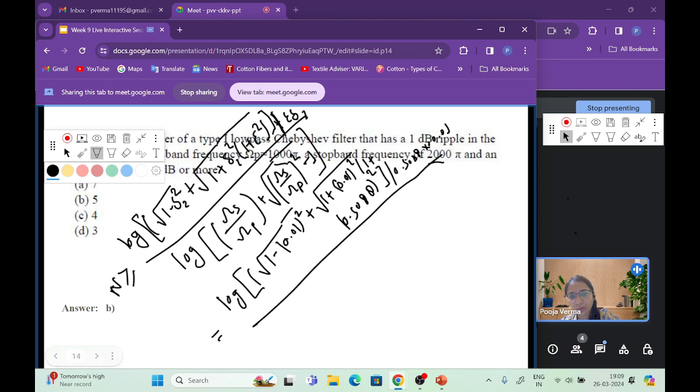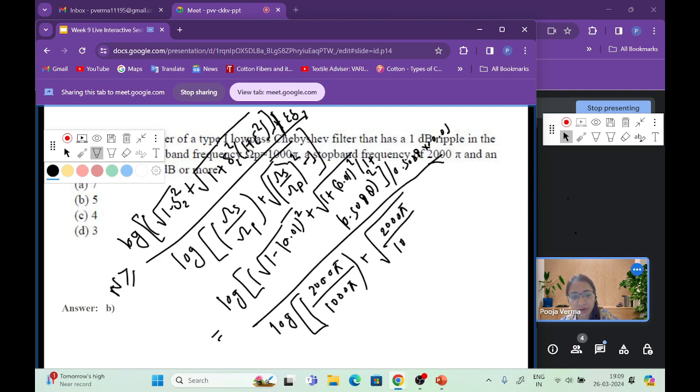Now divided by, that is log of omega s, the stop band frequency is given as 2000 pi, and the pass band frequency is given as 1000 pi, plus root of 2000 pi divided by 1000 pi, whole square, minus 1.